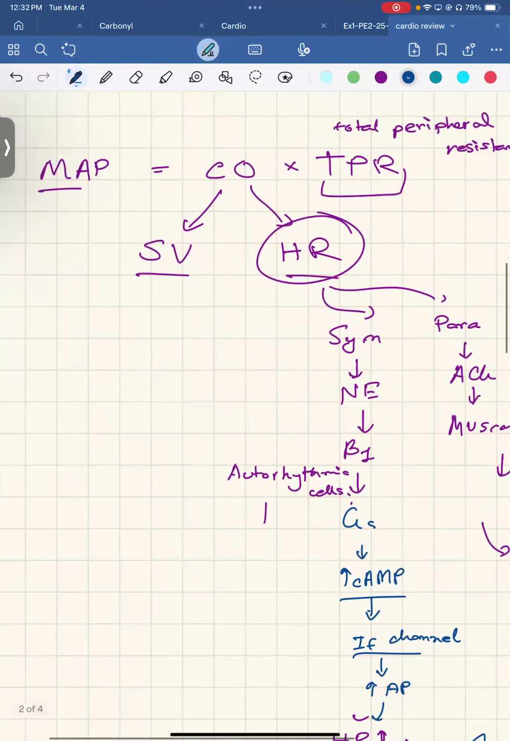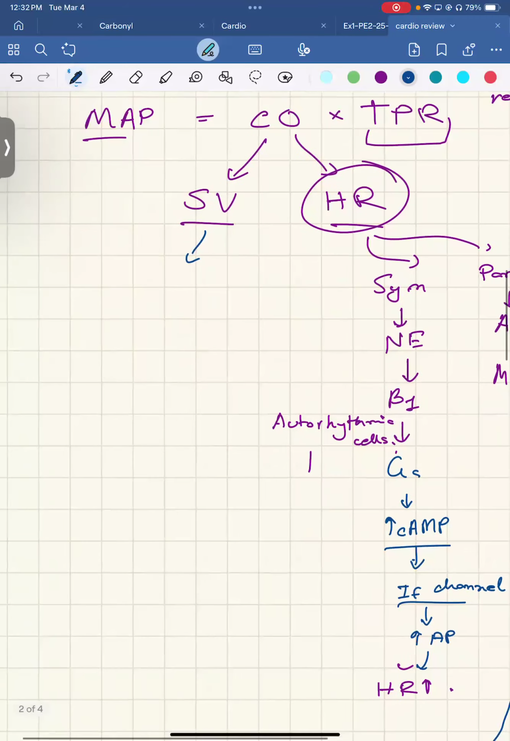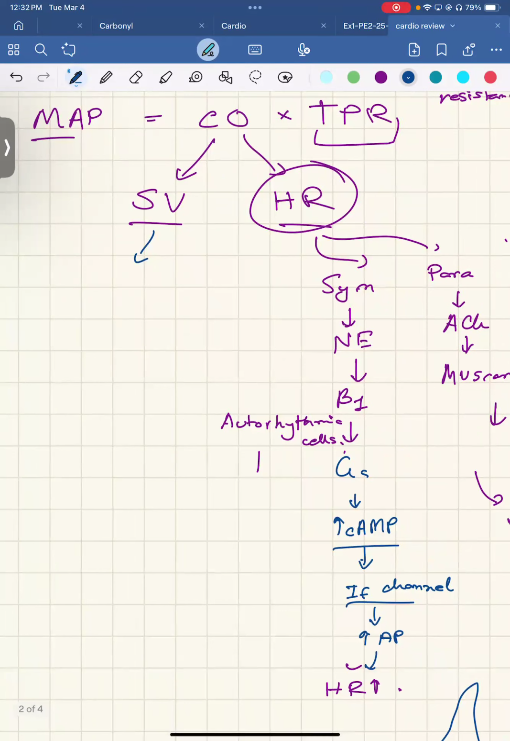If we go to this side about the stroke volume, then another key thing to remember that people often mistake is that the stroke volume of the heart only has connection with the sympathetic, not parasympathetic. So parasympathetic can't make the heart contract harder, but the sympathetic can. Yeah, exactly.